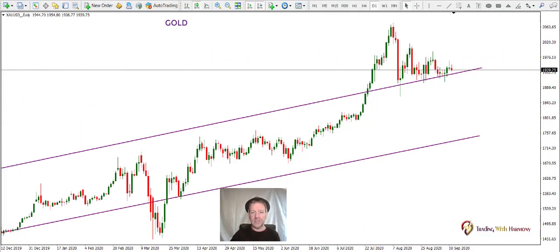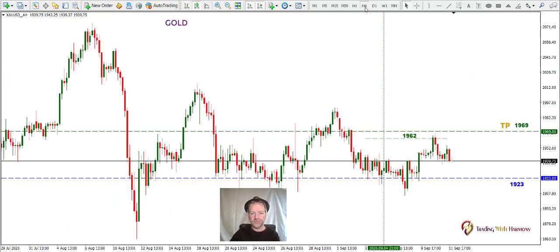Okay, so in gold here we can see the ascending channel has been getting hit several times in the last few weeks. So there's a lot of support here at this level. So let's go into the 4 hours and have a look at our setups.